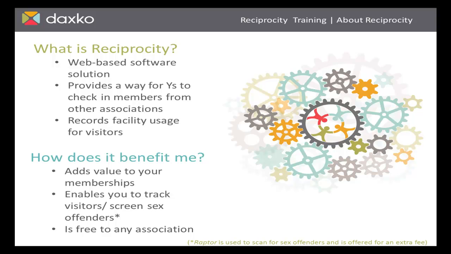Like I said before, you'll be able to monitor who is visiting your branch and which of your members are visiting other branches, which gives you insight into the preferences of your members. And if you choose to add on Raptor, you'll get the peace of mind that comes with scheduled sex offender scans. Finally, Reciprocity is free. Even if you're not a DAXCO Operations customer, we still believe that reciprocity makes the Y movement stronger.